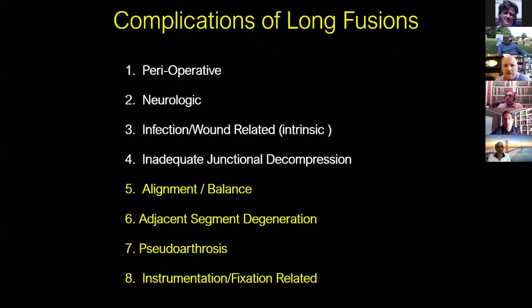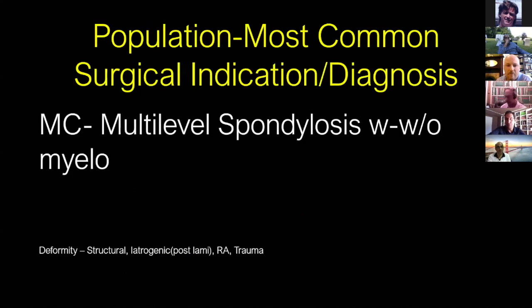But I've broken it down into the complications, or at least the outcomes we need to be looking at, that fall into plus or minus these categories. And many of these categories seem to overlap. And that's difficult because when we start to do our statistics, you ask, well, who's falling into what category? And many, if not all, of the research that's been done on alignment and balance, adjacent segment degeneration, pseudoarthrosis, or instrumentation failure has really only been done within the last 10 years.